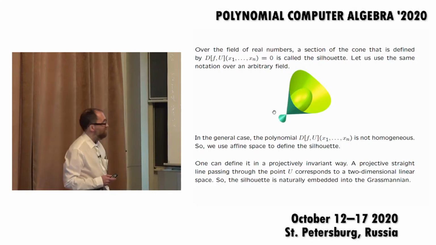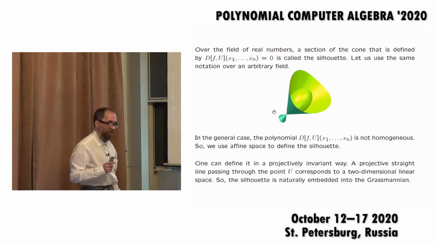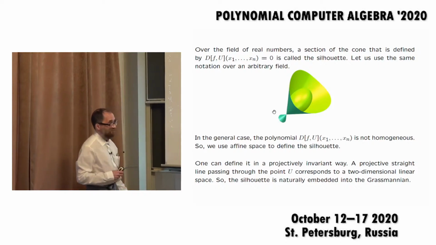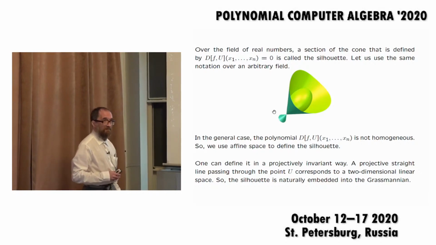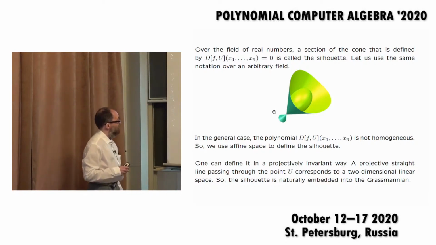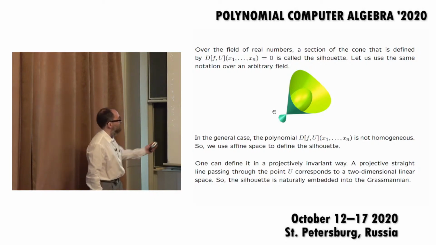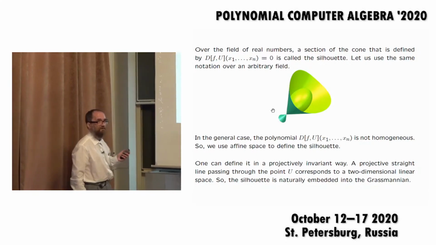In the multidimensional case, we have not a few tangent straight lines, but we have a cone that consists of tangent lines. Over the field of reals, this cone is a silhouette, and we can use the same name in the general case, though I would like to define the polynomial D that defines this cone, the polynomial D that defines the silhouette.